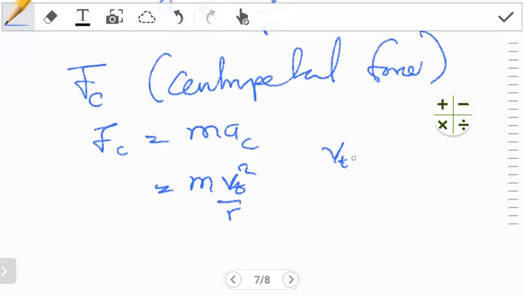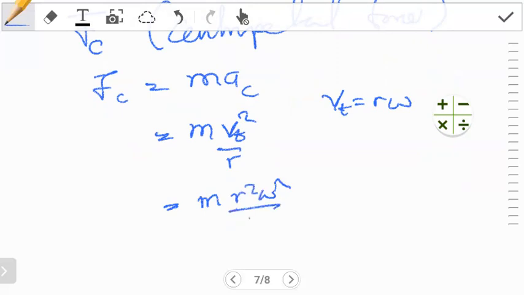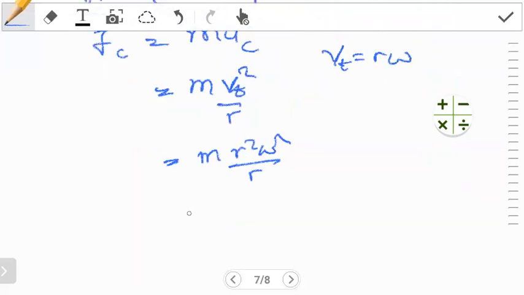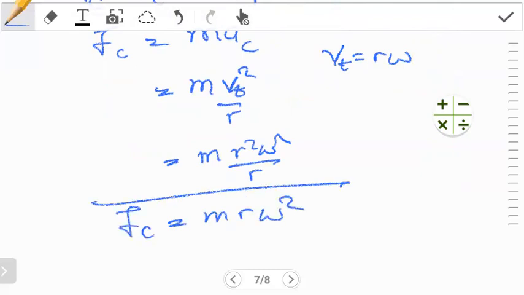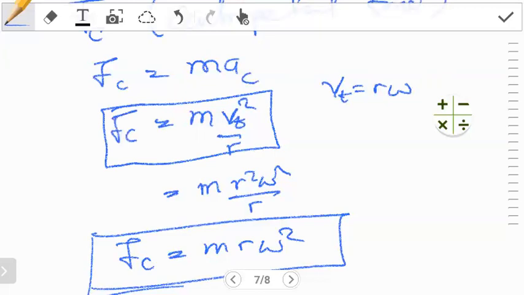So when you substitute this here, the same equation can also be written as m r squared omega squared over r. When r divides with that, this can be written as m r omega squared. So this can be given as the equation for centripetal force, or you can use this one as well. Depending on what you're given, it's literally up to you.